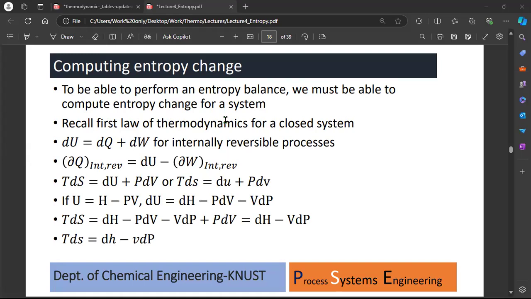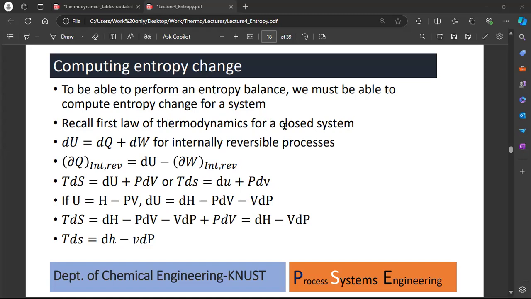When we were balancing mass, we looked at mass coming in, mass coming out, and some amount of mass that will be changing within the system. We did the same thing with energy. So for us to be able to work with an entropy balance, we should also be able to determine the change in entropy for the system.